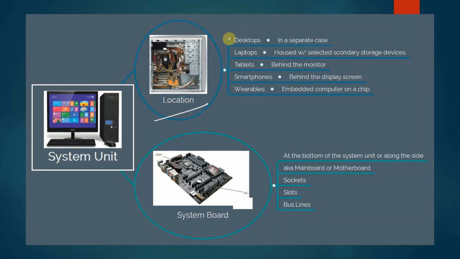So here, this is actually a picture of a desktop, and you can see that this is the system unit enclosed in an additional case. In a laptop, you'll find that a system unit is housed with selected secondary storage devices. With tablets, the system unit is typically behind the monitor. Smartphones, they're behind the display screen. And with wearables, they're embedded on a computer chip itself.